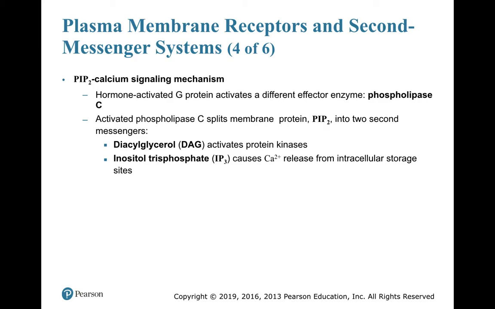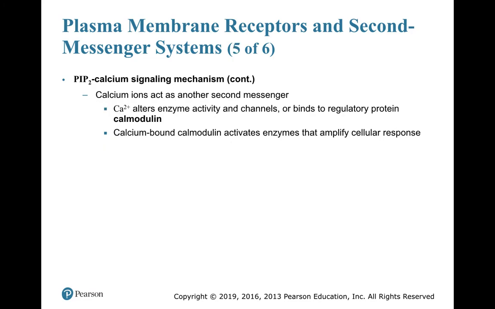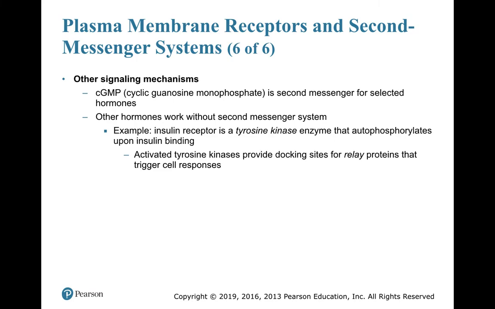Diacylglycerol does what cyclic AMP does. It works on protein kinases. Inositol triphosphate, IP3, causes calcium to be released from intracellular storage sites, and calcium will do things in the cell. The calcium is another second messenger. Calcium alters enzyme activity and channels, and it binds to a regulatory protein called calmodulin. And when calcium is bound to calmodulin, it activates enzymes that amplify cellular responses.